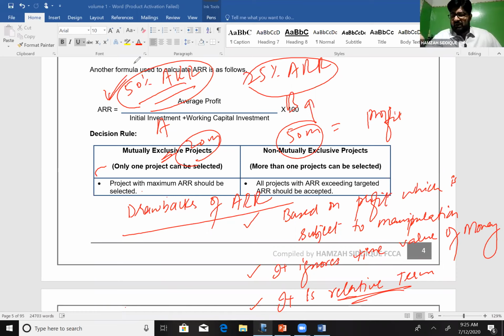It is not talking about the size of the project, the size of the profit. It is ignoring that. So when we make a decision on the basis of ARR, we are ignoring all other things. We say ARR higher, select A. But the bigger chunk means more profit, so it is ignoring that. I hope it is clear to you. Is it clear, students?